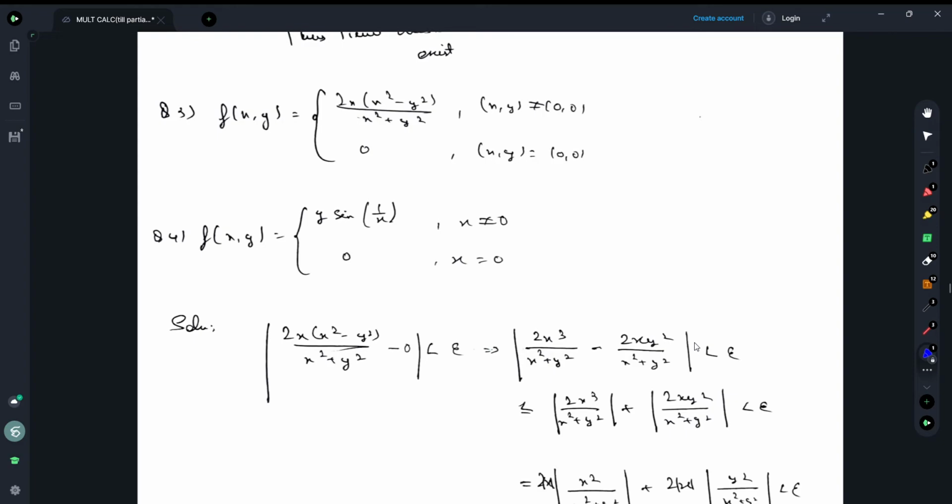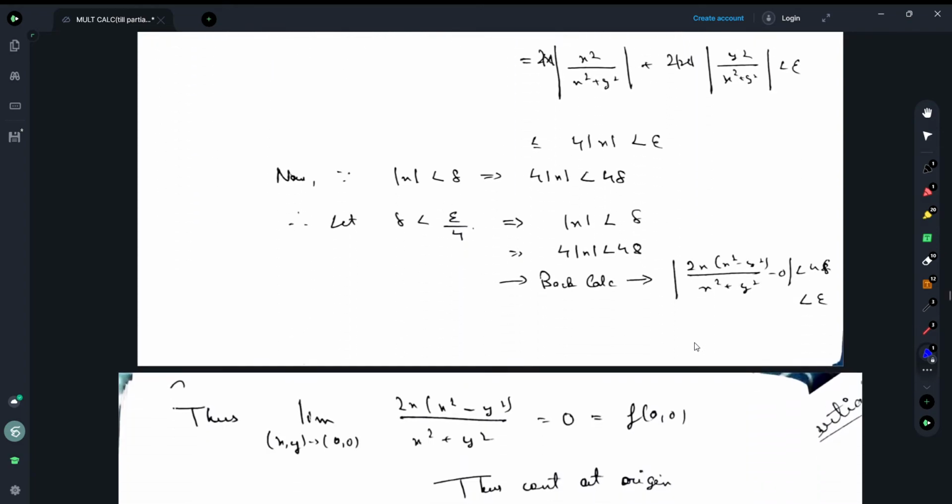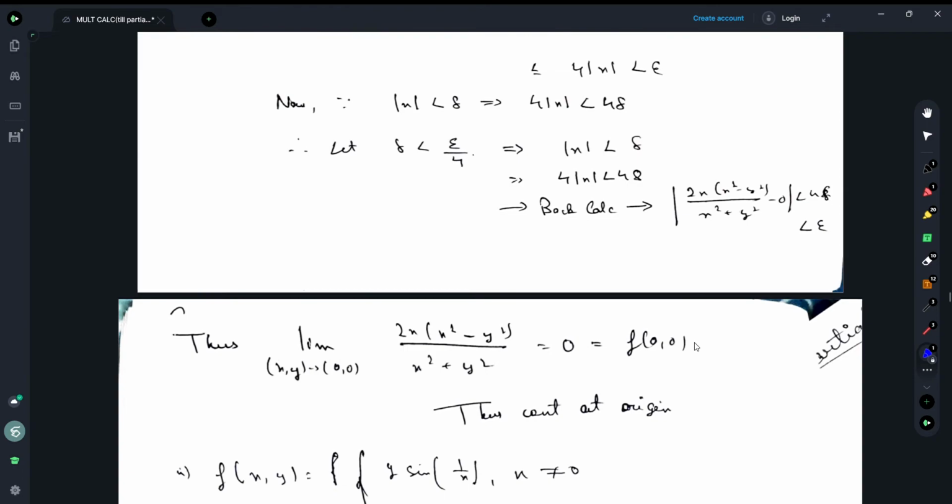Now you are given this particular function: f(x,y) is 2x times (x square minus y square) over (x square plus y square), as (x,y) is not equal to (0,0), and 0 when (x,y) equals (0,0). Is it clear? So what are you asked to find out? You are asked to find out whether this function is continuous at the origin or not.